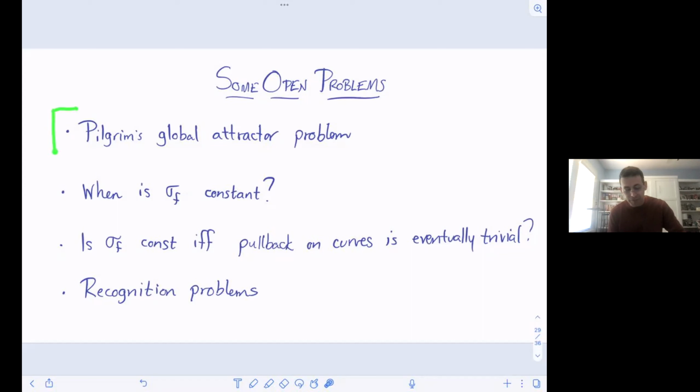Pilgrim's global attractor problem is also about lifting curves on these surfaces through the self-branch cover and just asking, is there always a finite set of curves that get pulled towards? There's recognition problems. Somebody hands you a branch cover of a sphere. Which polynomial are you looking at? Which rational map are you looking at? This is just a sampling of some of the things that people think about in this area.